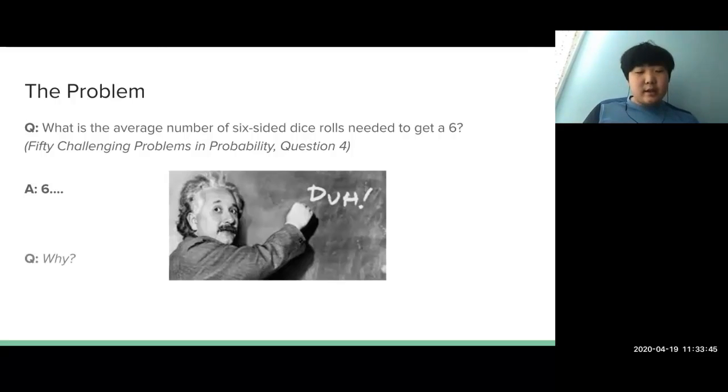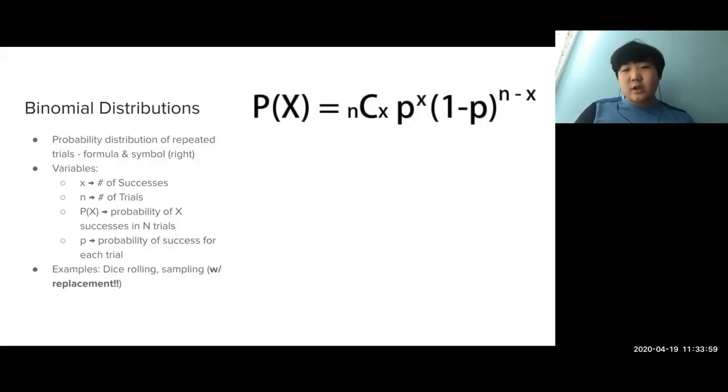But then I ask you why this is. I ask you for a detailed proof. And proving this problem actually requires some advanced mathematical concepts, and we are going to start exploring them. So the first concept that we need to explore in order to be able to prove this conjecture is the binomial distribution.